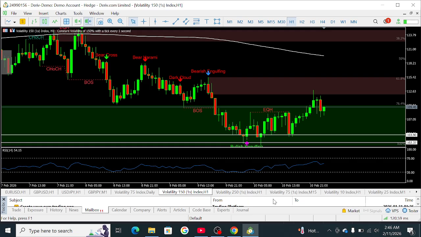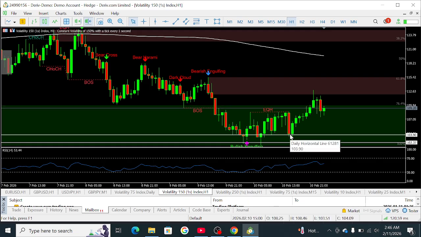This setup was given yesterday morning, and it has been buying. It's never been close to our stop loss, and it has hit the first TP. So how do we go about this? How did I come about this setup?